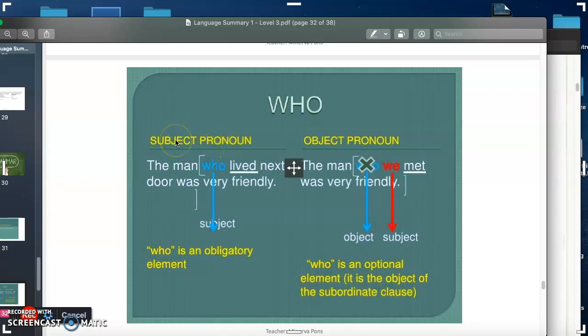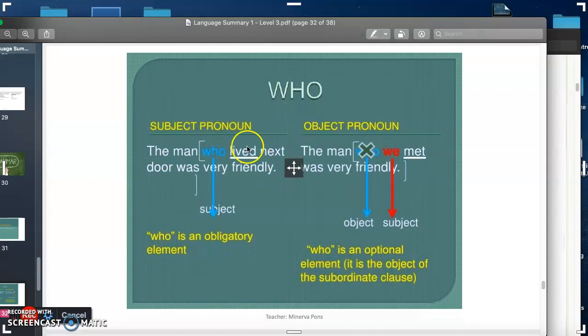So then here we have it as the subject. The man who lived next door was very friendly. So who in here is an obligatory element. Why? Because we are talking about the man. This is our subject. We are talking about him. He is the person we are talking about in our sentence.